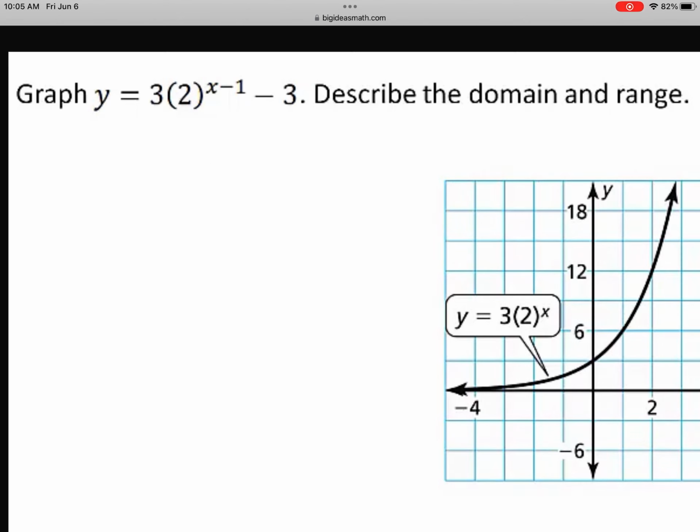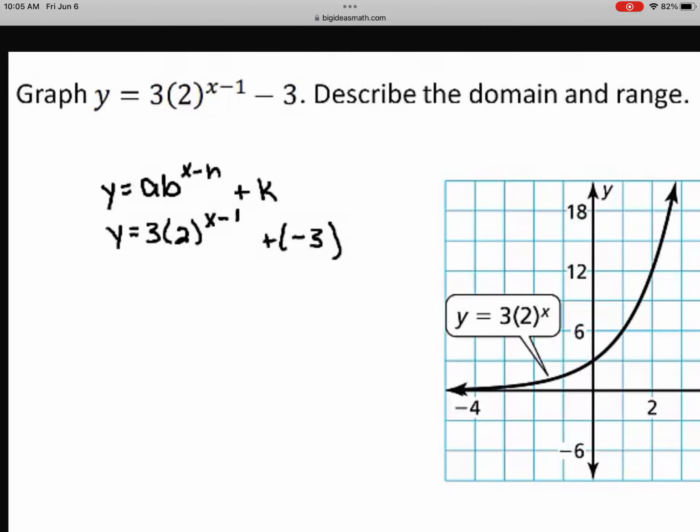Notice that the equation y equals 3 times 2 to the power of the quantity x minus 1 minus 3 is of the form y equals a times b to the power of the quantity x minus h plus k. Rewrite the equation to identify h and k. Here h is 1 and k is negative 3.